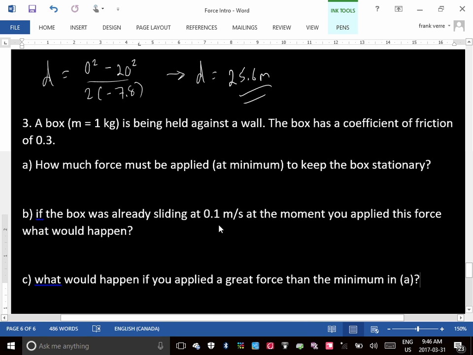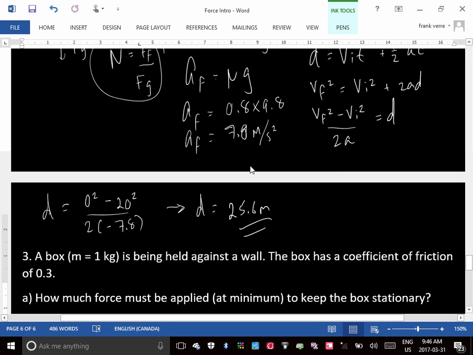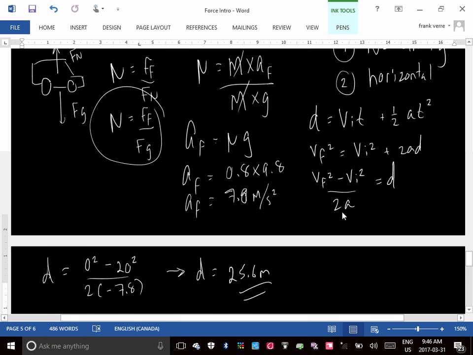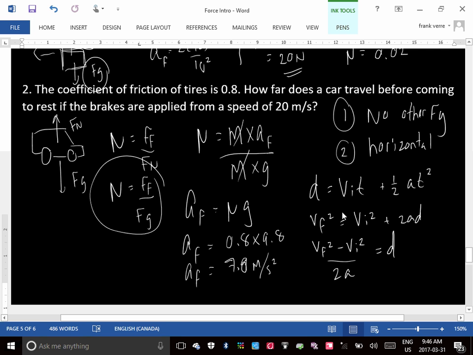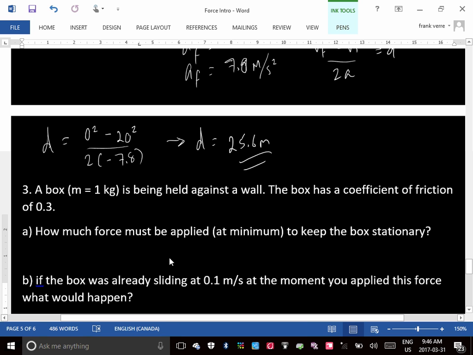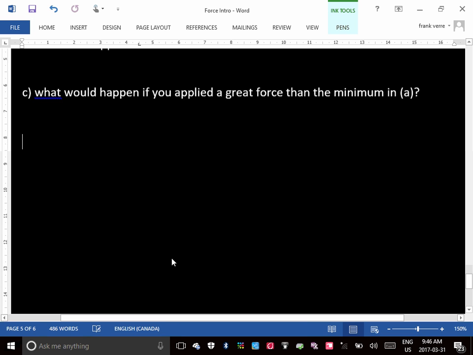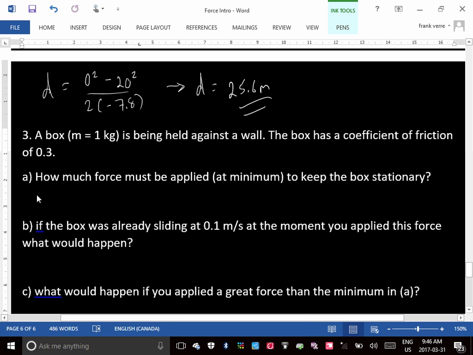What is the second one? Which one? The two conditions for using that equation. So there can't be any other vertical forces, and it's got to be horizontal. I'm going to show you one really quickly where it's not. That's okay. This won't take long. This question is actually really quick.